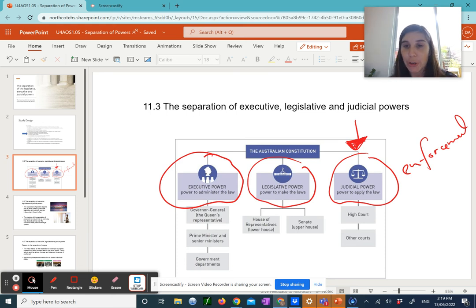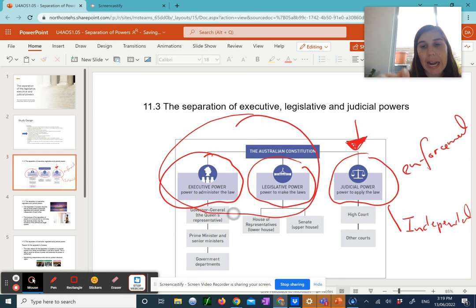Okay, so we've got the administration of the law, we've got whoever makes the laws, and we've got someone who actually looks and checks to ensure that those laws are deemed okay, appropriate, and constitutional. Okay, now it's important to note here that the judicial power is independent from the rest. And that actually says that in the Constitution. So it's actually completely independent, whereas the executive power and the legislative power are actually combined or work kind of together.